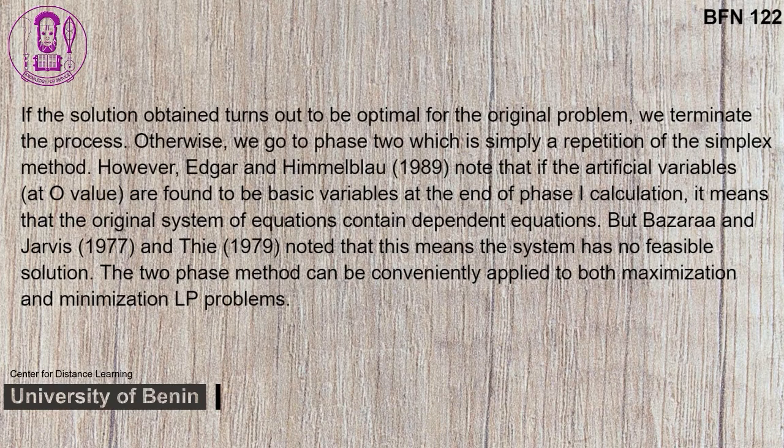However, Edgar and Himmelblau, 1989, note that if the artificial variables, at zero value, are found to be basic variables at the end of phase 1 calculation, it means that the original system of equations contains dependent equations. But Bazaraa and Jarvis, 1977, and Thie, 1979, noted that this means the system has no feasible solution. The two-phase method can be conveniently applied to both maximization and minimization LP problems.